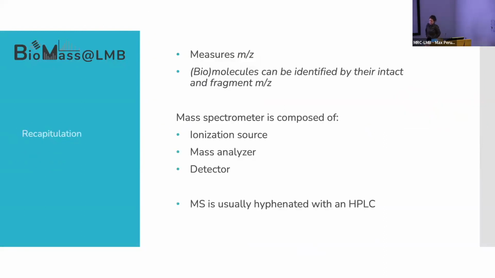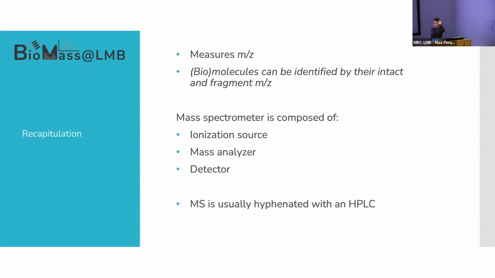So just to recap, mass spectrometry measures mass to charge. Molecules, biomolecules in our case, can be identified by their intact mass, but also by the fragmentation products. It's actually the key driver for identification because we have a lot of isobaric components in our samples. Usually if you look at one mass, you have at least 1,000 peptides that could fit into that mass. So it's really important that we fragment to identify.